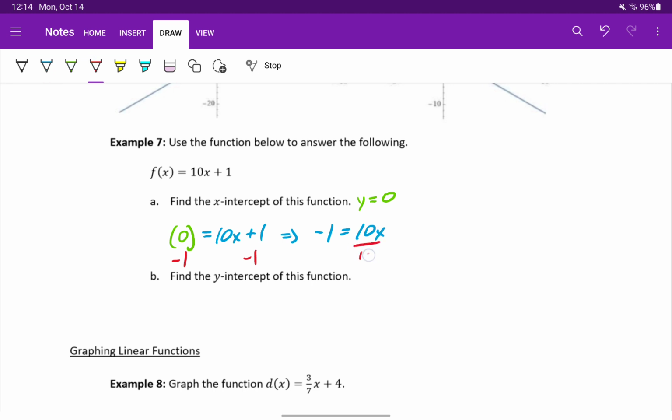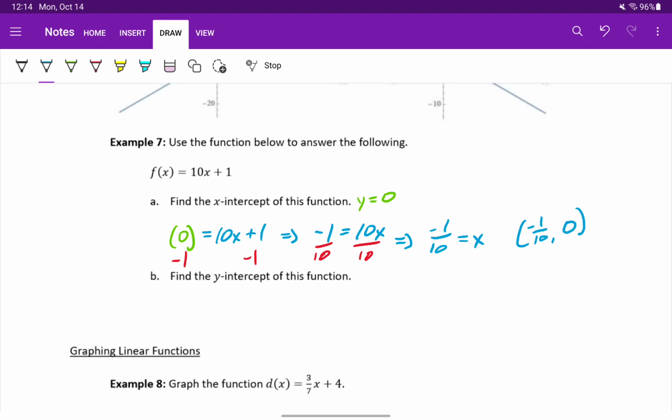And then in our last step, we'll divide by 10, giving us negative 1 over 10 is equal to x. Now we have our x value that we generated by setting y equal to 0, so our coordinate pair will be negative 1/10, 0.